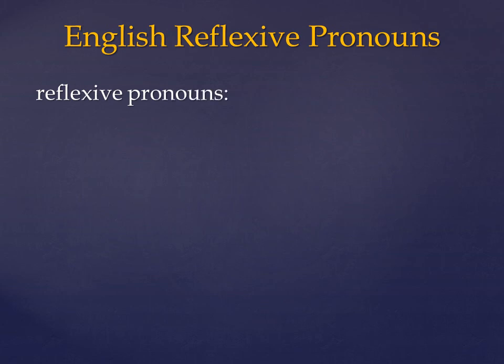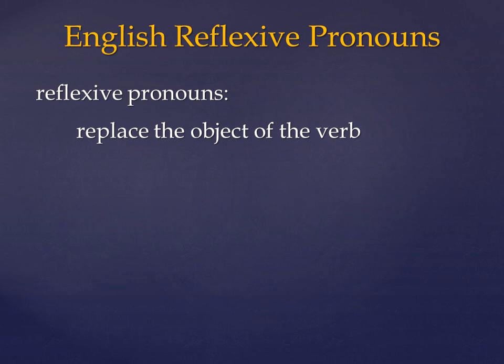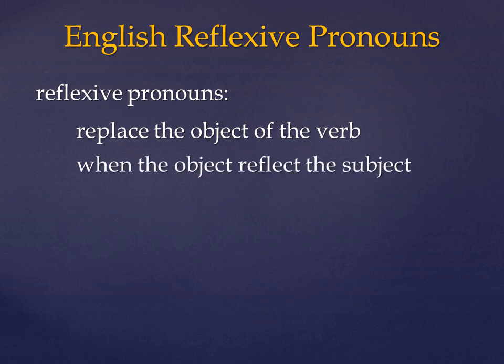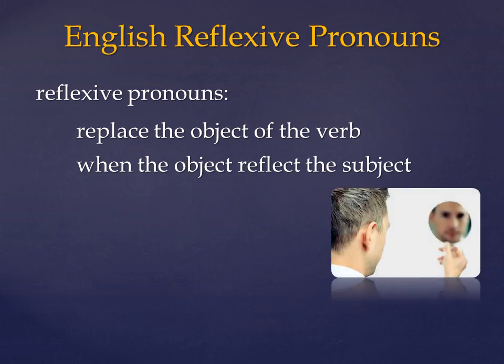Reflexive pronouns are used in English to replace the object of the verb, that is, the person, place or thing who is receiving the action, and should only be used when the subject and the object of the verb refer to the same thing. For instance, when looking in a mirror, we might be tempted to say, I see me, because me is the object form of the personal pronoun I. But because the subject and the object of the sentence are the same, the correct wording is I see myself.